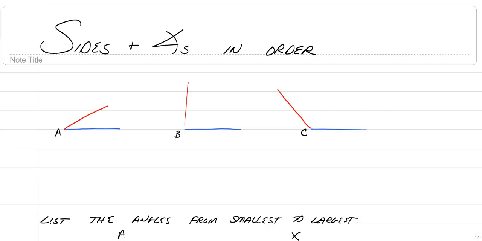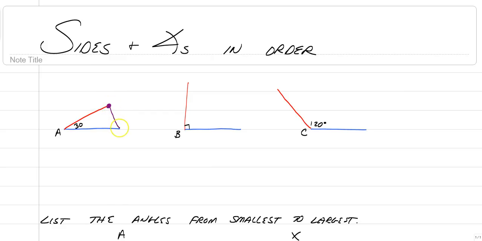Now, just for pretend, we don't know the measure of this. I'm going to call this a 30-degree angle. I'm going to call this a 90-degree angle. And I'm going to call this a 120-degree angle. Just some random numbers to represent the fact that this is acute, this is right, that's an obtuse angle.